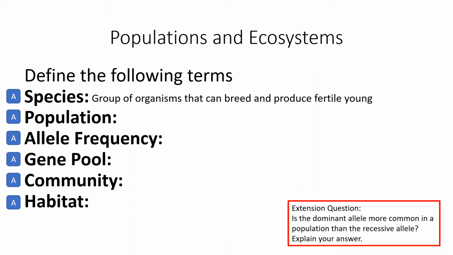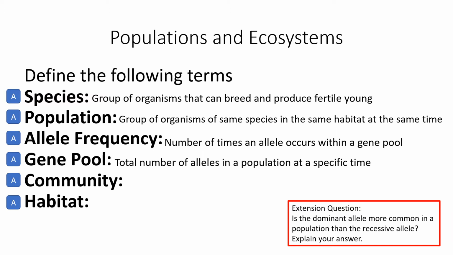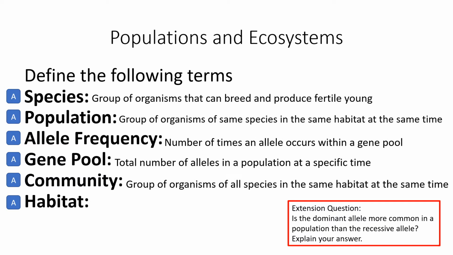So a species is a group of organisms that can breed and produce fertile young. A population is groups of organisms of the same species is the important part, but you should include same habitat at the same time. Allele frequency is the number of times an allele occurs within a gene pool. The gene pool refers to the total number of alleles in a population at any particular time. A community is where you have groups of organisms of different species in the same habitat at the same time. And of course, the habitat is where a particular community lives.